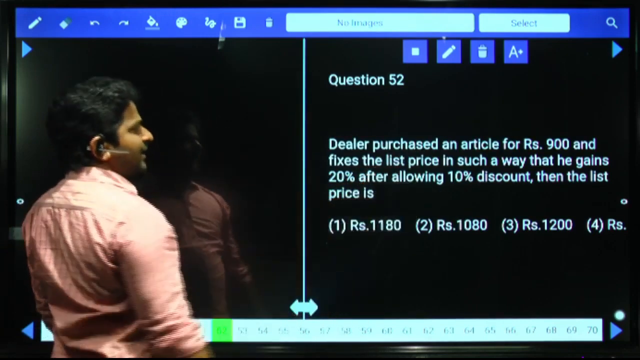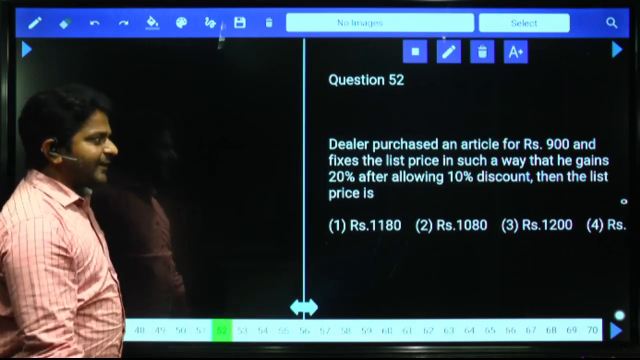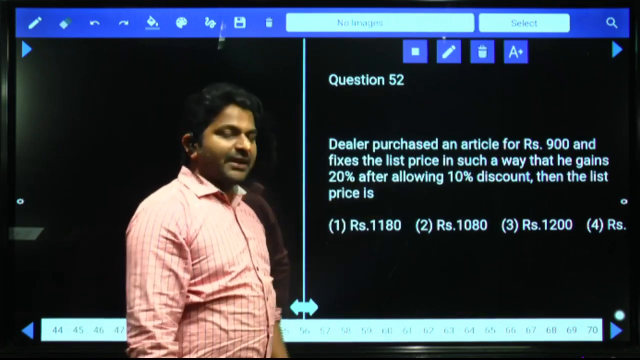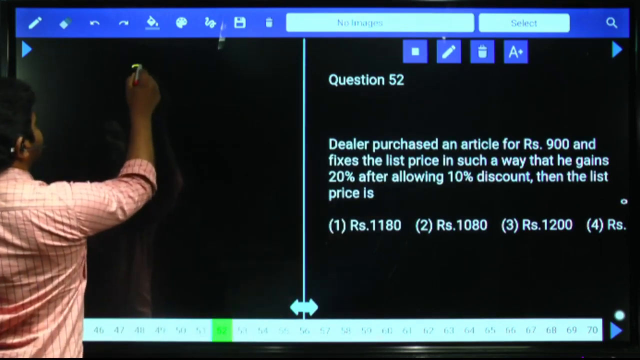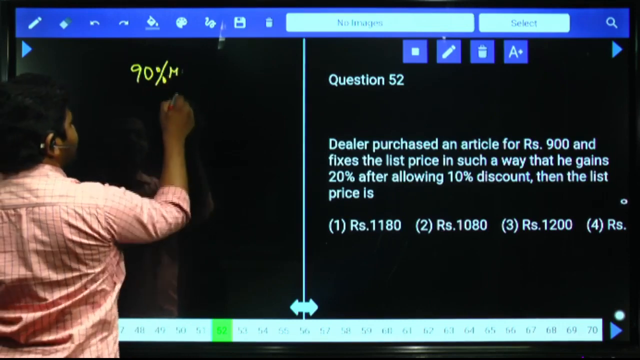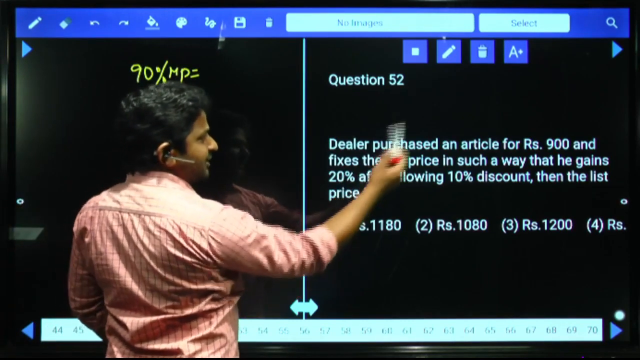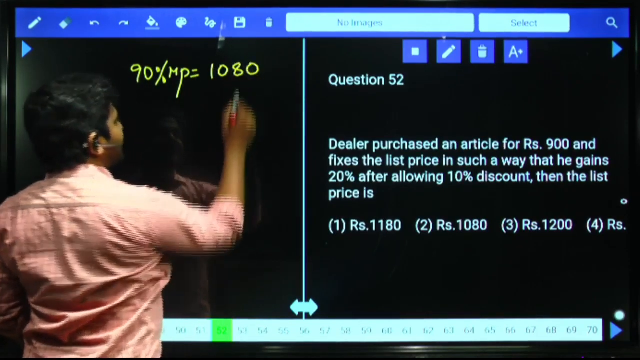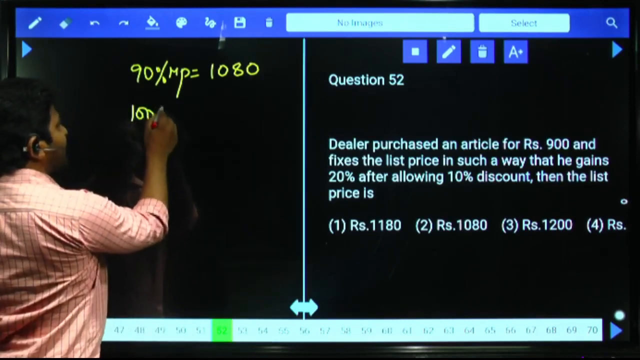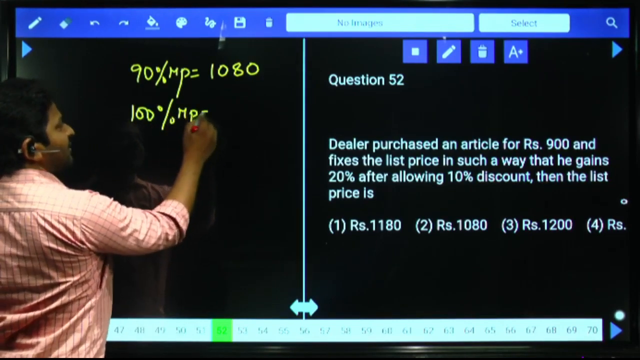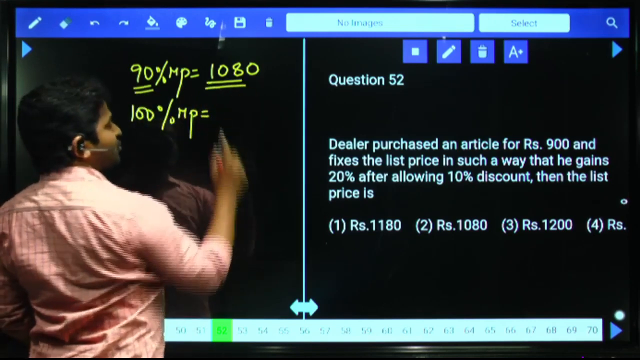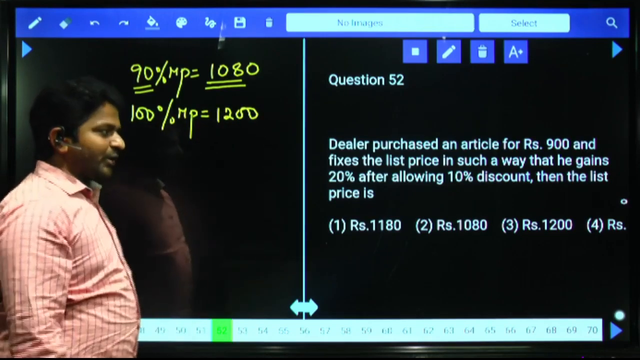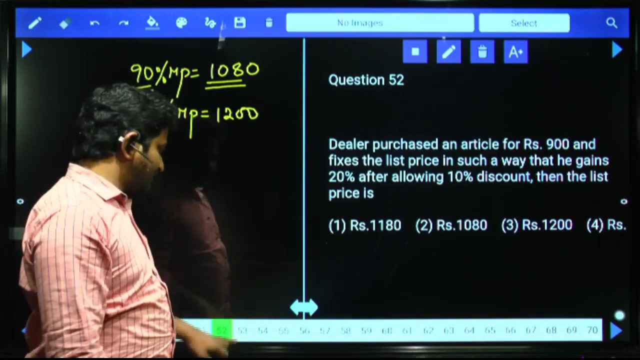He purchased the article for 900 rupees. So cost price is 900. He fixes the list price such that he gains 20% even after giving a discount of 10%. 10% discount istunamu ante 90% of market price. And now that is 20% profit on 900 rupees, which is 180 profit. So 90% is equal to 1080 rupees. And your question is market price. 100% is equal to how much? 90, how many times? 12 times. 100, 12 times, 1200. 1200 is our answer, which is third option.